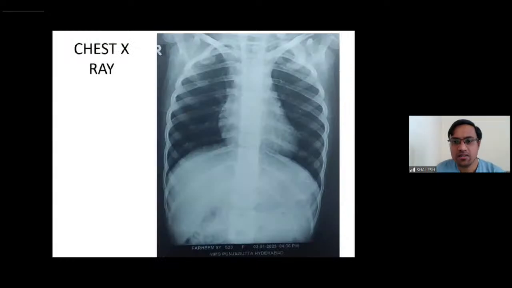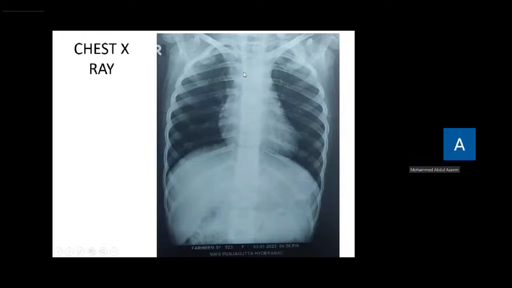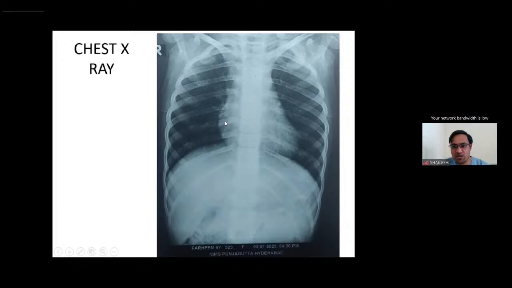Sir, this is the chest X-ray PA view, sir, and it is an overexposed film, sir, because all the vertebrae are visible, sir, and slightly rotated to the left, sir. With normal bony and soft tissue shadows, sir.